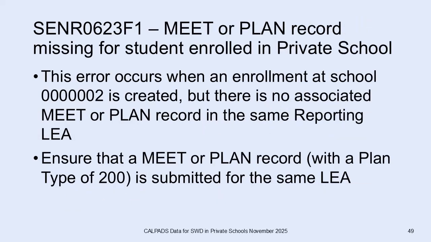SENR 623F1. This occurs when you have an enrollment at a private school, so you've created a private school enrollment, but there are no plan records indicating that they're on an ISP, or there are no meeting records indicating that they've been evaluated for some reason. If neither of those things exist, you're going to get SENR 623F1. Okay. So you just need to make sure that they have at least one meet record or a plan record from the same LEA where that enrollment is.